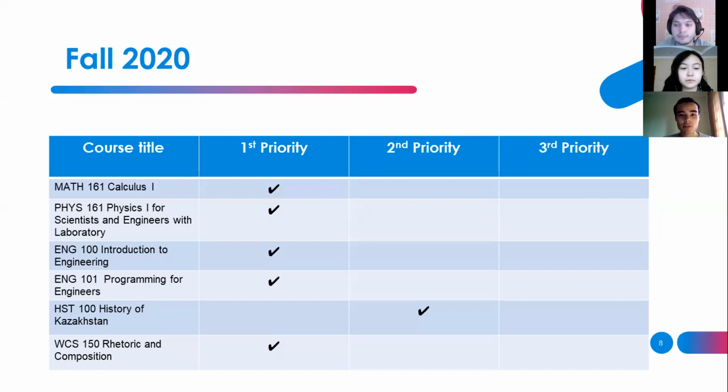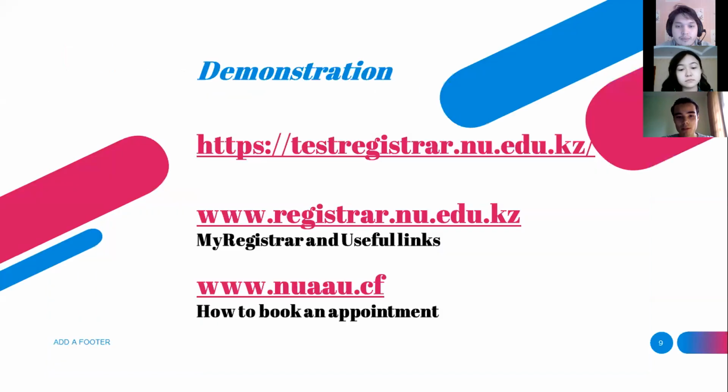In this table, you can see the priorities. You have the first priority for every course except History of Kazakhstan, for which you have the second priority. So you don't need to worry about the third priority this fall semester. If it's clear, we can start demonstrating the test register.